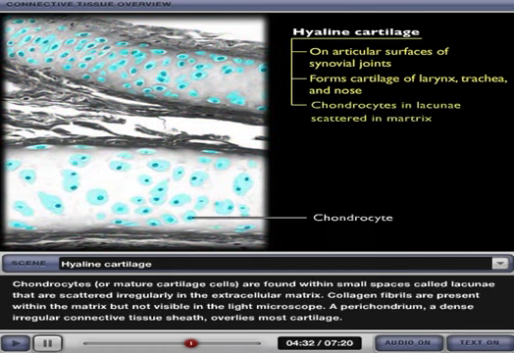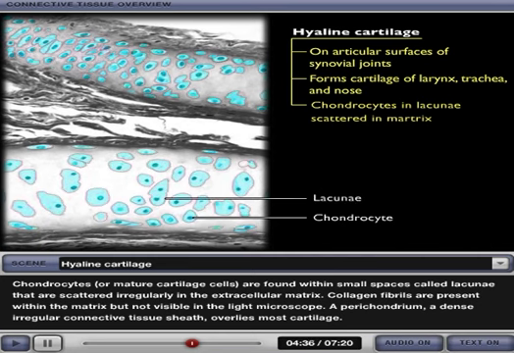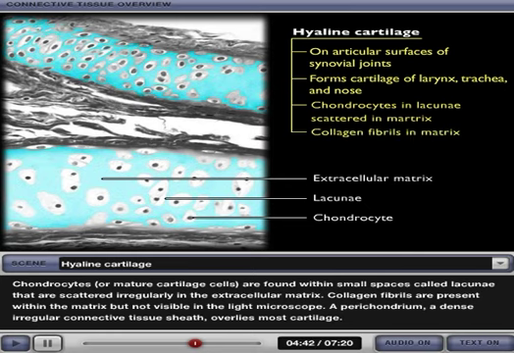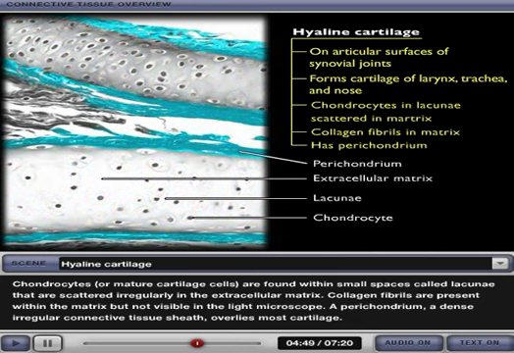Chondrocytes, or mature cartilage cells, are found within small spaces called lacunae that are scattered irregularly in the extracellular matrix. Collagen fibrils are present within the matrix but not visible in the light microscope. A perichondrium, a dense irregular connective tissue sheath, overlies most cartilage.